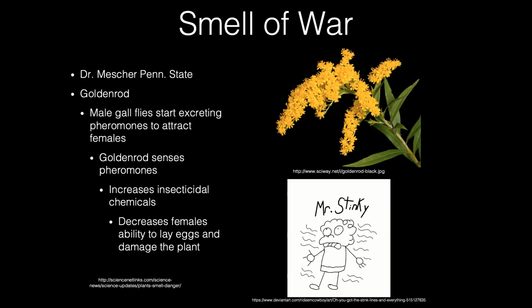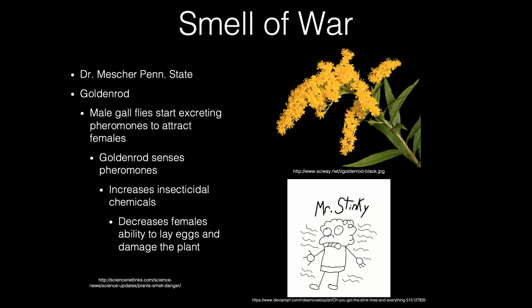And when it does that, it kind of kicks itself into gear. So the male is expecting to have a female come over and then have a great place for her to lay her eggs. But the reality is, what's going on in the background is the goldenrod has sensed those pheromones. And while it senses those, it increases its insecticidal chemicals, which decrease the female's ability to lay eggs. They also decrease the ability of the organisms, the baby, the larva of the gall fly, to consume the goldenrod.